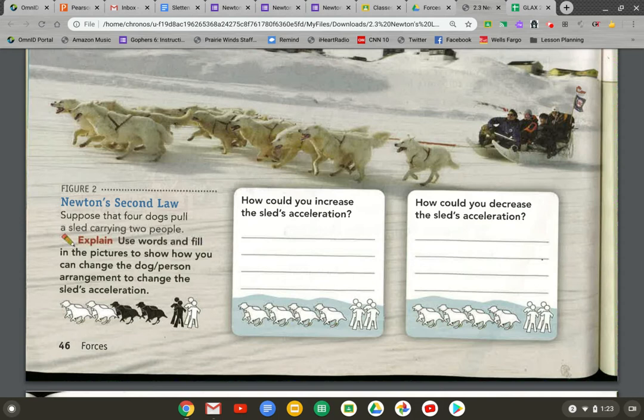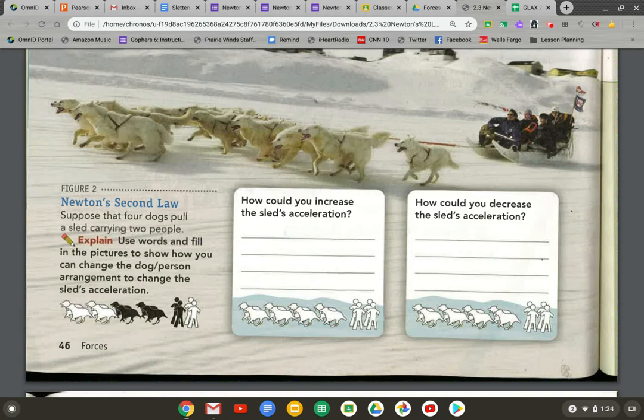Or you can start removing passengers, okay? Because that's going to decrease the mass of the sled, which if you have less mass, that should result in a greater acceleration. Now the opposite here, how could you decrease the sled's acceleration?